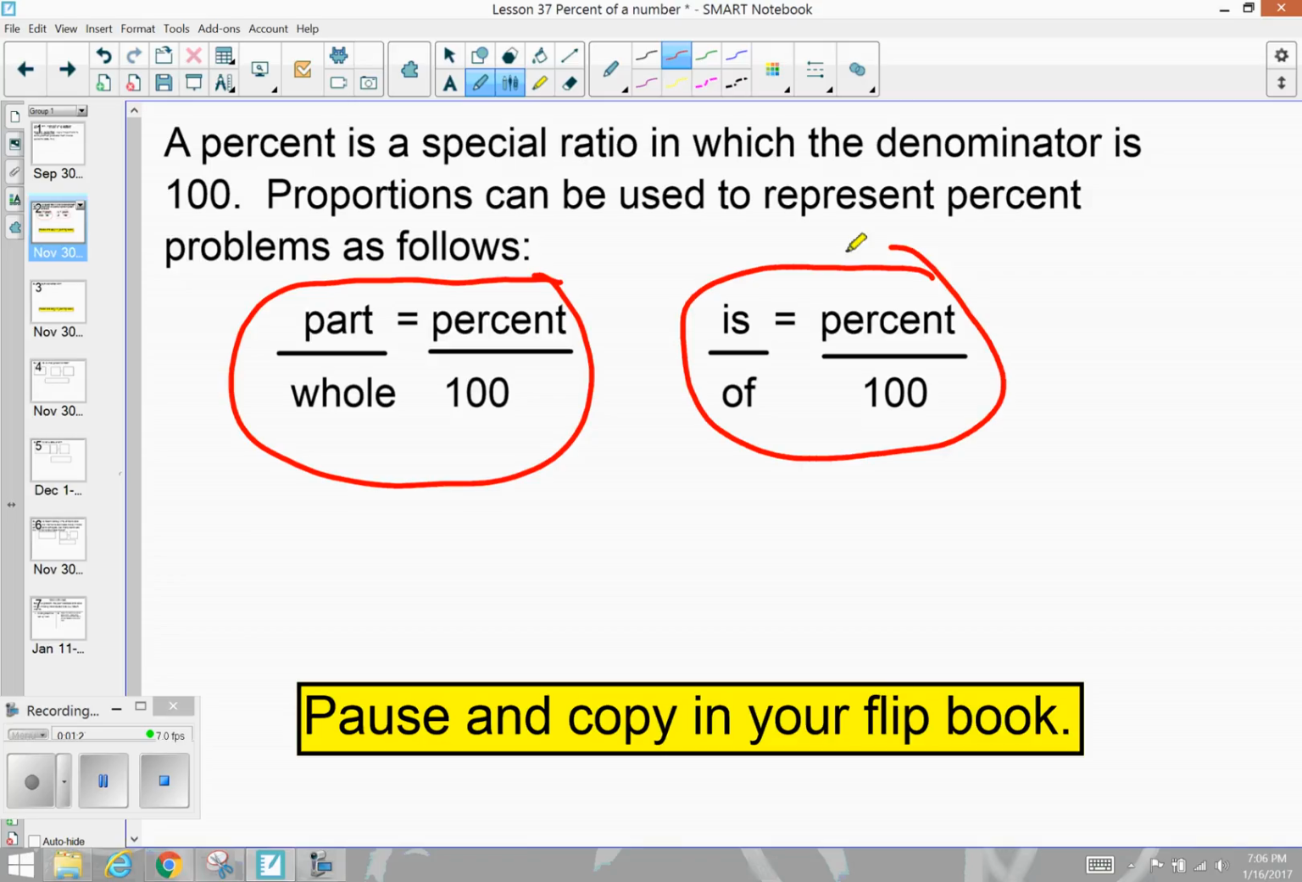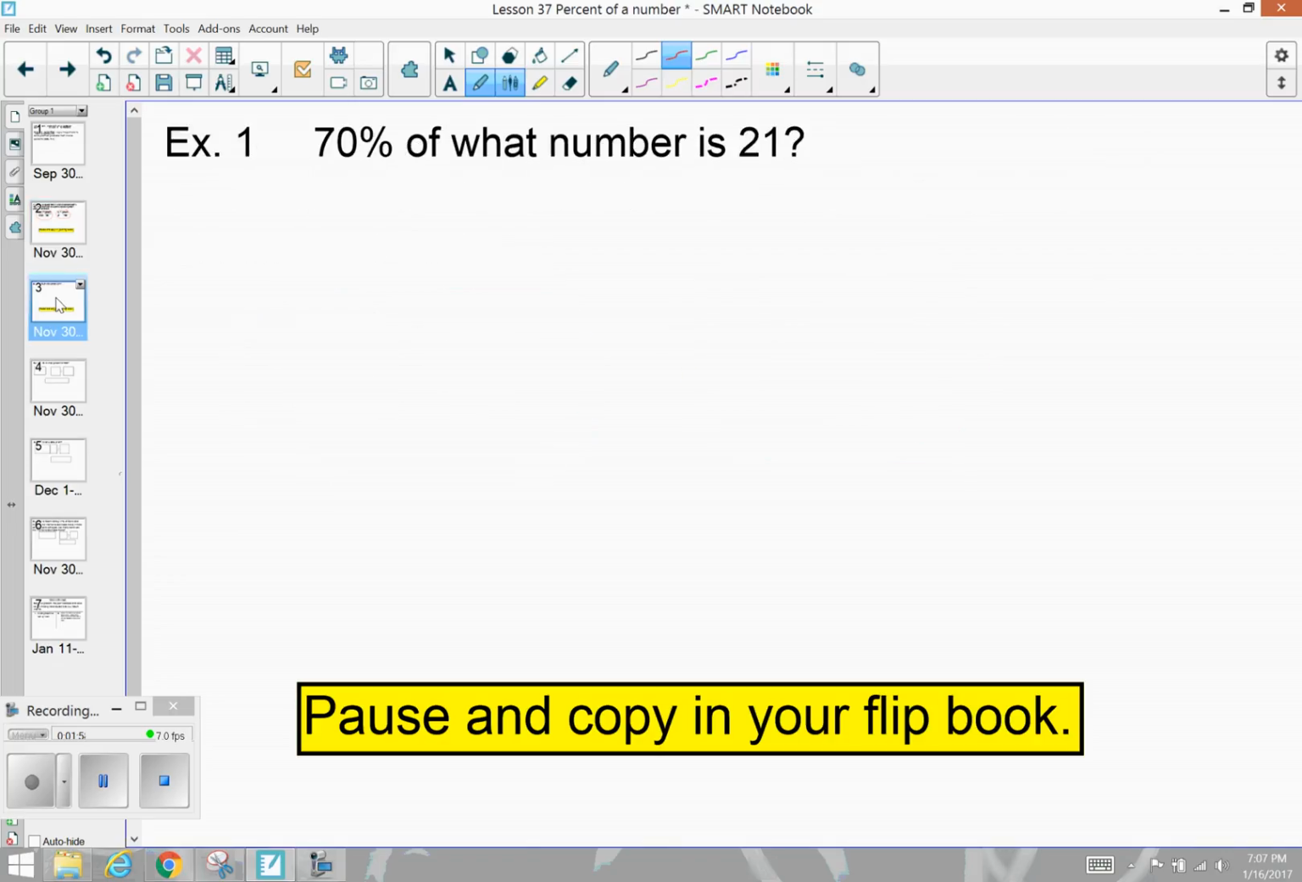We can use is over of equals percent out of 100. Both of these you will solve the exact same way and are going to be very helpful. So again, part out of whole equals percent out of 100. That's the same thing as saying is over of equals percent out of 100. Both the same thing. Pause and copy this into your flip book under percent of a number. All right, now that you did that, let's try some problems.